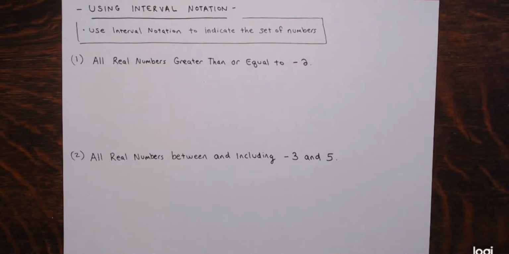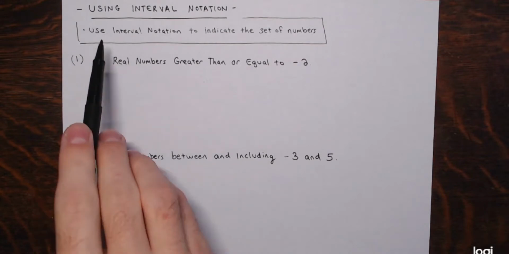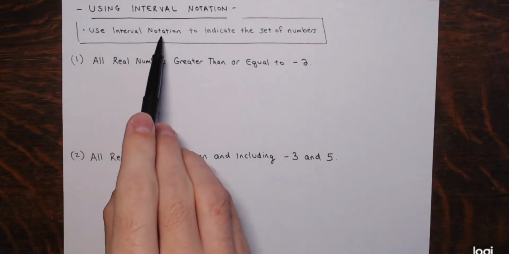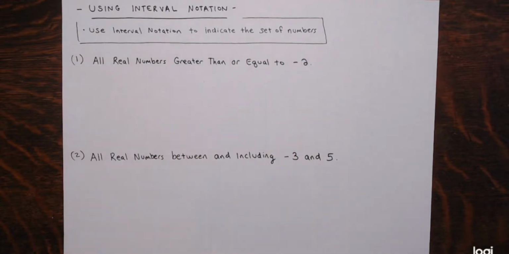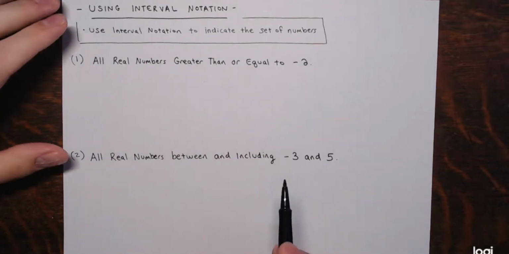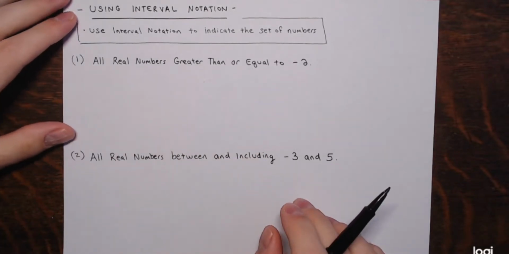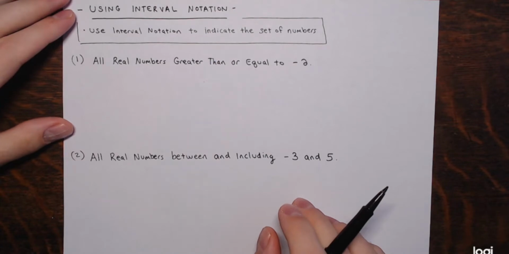Great. So all the examples I have for you are written out on paper here, and we're asked to use interval notation to indicate the set of numbers, right? So interval notation is a way to indicate a set of numbers, right, as we're asked to do. So in these first several examples, I have just a description of numbers in words.